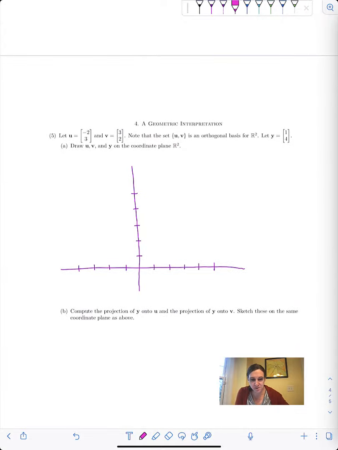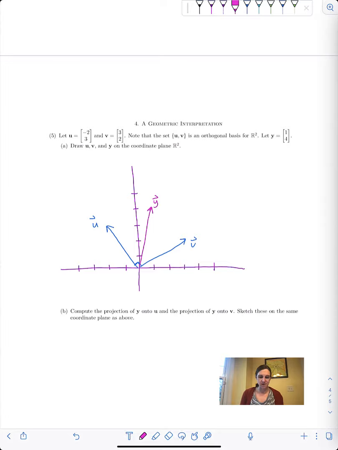Okay, now let's look at this geometrically. Let's say we have two vectors, negative 2, 3. So here is our u, and our v is 3, 2. And you can kind of see here that those are orthogonal. And remember that in R2, orthogonal really means that they meet at a right angle. And now we have a vector y, 1, 4, 2, 3, 4. So here's our y.